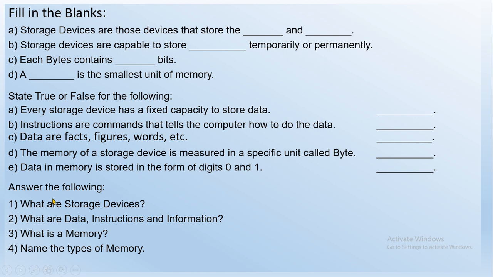Now next is answer the following questions. There are some short questions. You have to write it. Number 1, what are storage devices? Number 2, what are data, instructions and information? Number 3, what is memory? Number 4, name the types of memory. Okay, so it's all for today. In the second part we will study about types of memory and we will study in depth about memory. Okay, thank you.